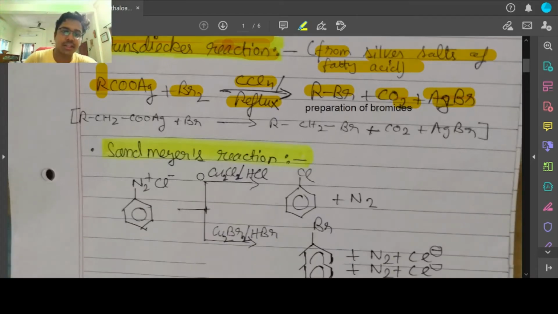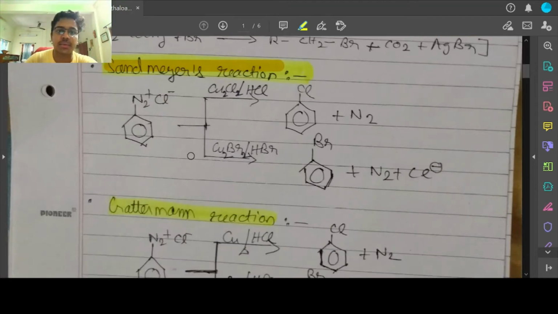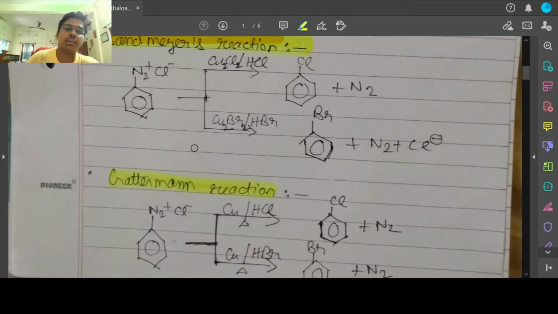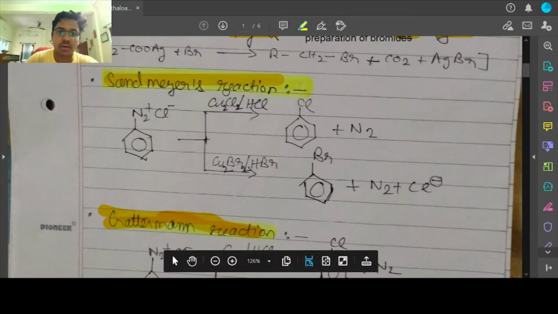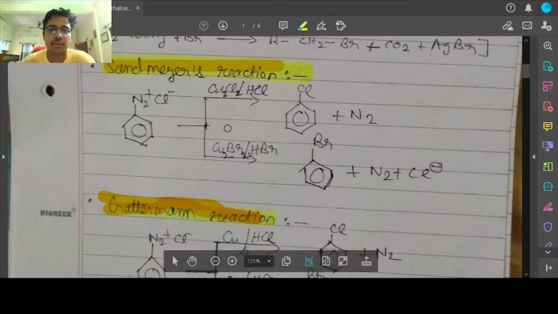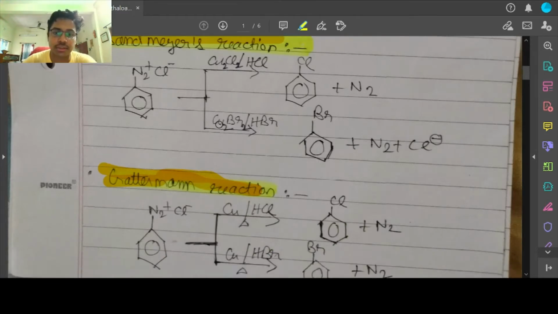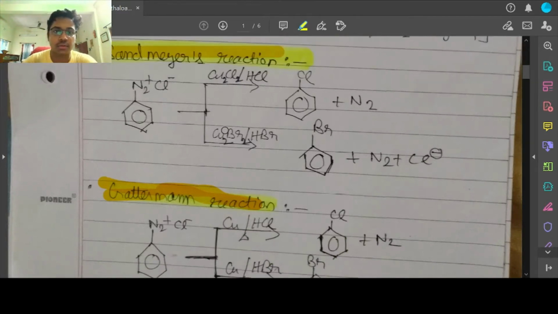This is the thing. So now comes the Sandmeyer's reaction. This is very important. I would like to take the two reactions at a time, Sandmeyer's and Gattermann reaction, because both the reactions are almost similar in nature. So it will be easier for you to understand both the reactions in one shot.